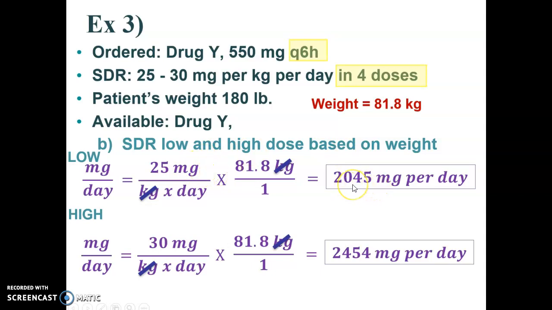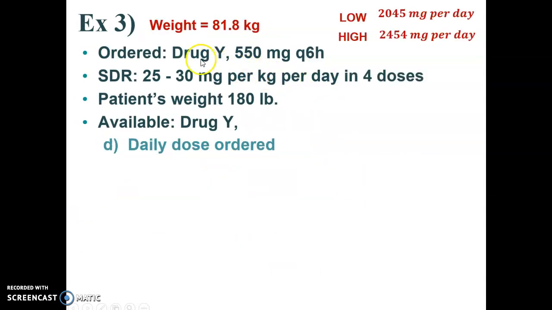Okay, moving on to the next part. Here it's asking, what is the daily dose that has been ordered? Okay, so we know our range that it should fall in, but what has the doctor ordered? So drug Y, they told us 550 milligrams every 6 hours. So it's 550 milligrams per dose, right? And we have to walk in and give our patient 550 milligrams every time we give a dose. And our safe dosage range is written per day. So we are going to have to do a conversion here and make sure that we're comparing apples to apples. The order is written per dose, but the safe dosage range was written per day.